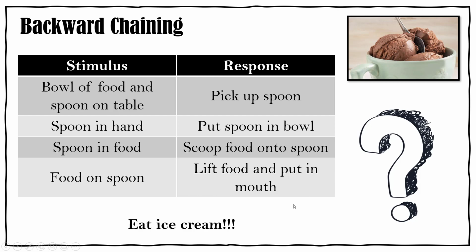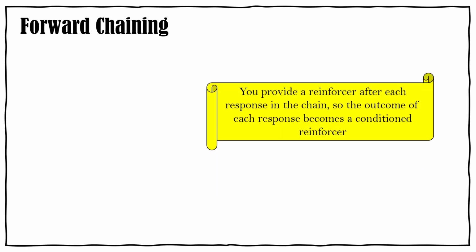So to use backward chaining in this situation, we would prompt picking up the spoon, putting the spoon in the bowl, scooping the food onto the spoon, and then we would start teaching this last step. We would fade out the prompts till the kid can independently lift the food and put the food in the mouth. Backward chaining is really great because once the kid puts the food in their mouth, they get that natural reinforcer and they get to eat the ice cream. So that last step produces that natural reinforcer. That's a really cool thing with backward chaining.